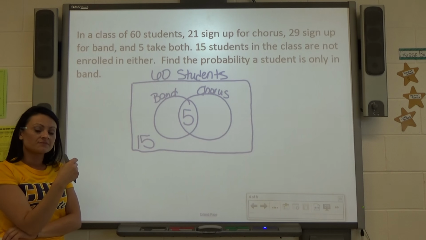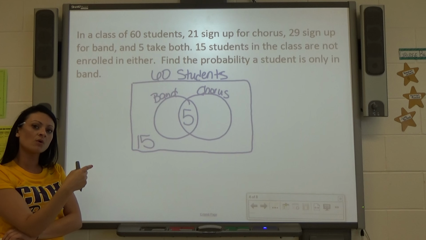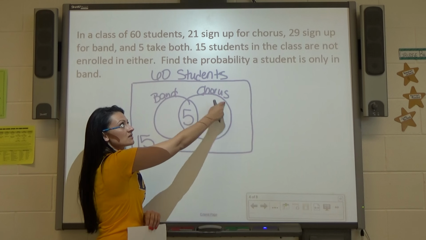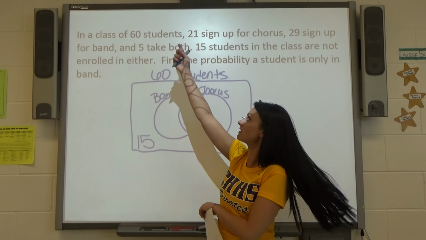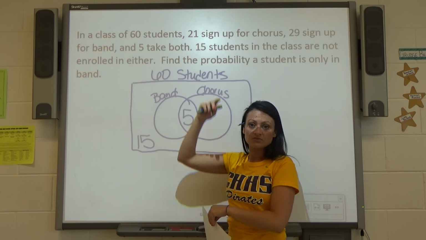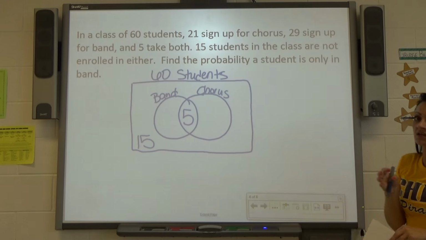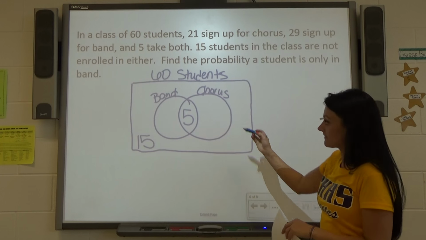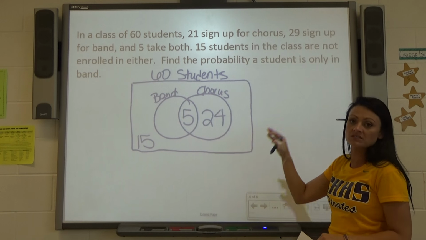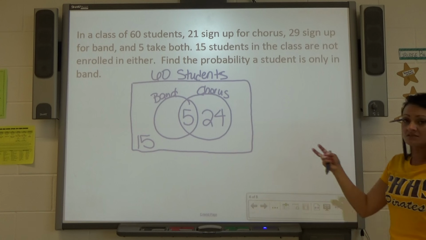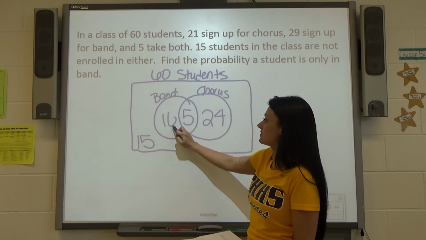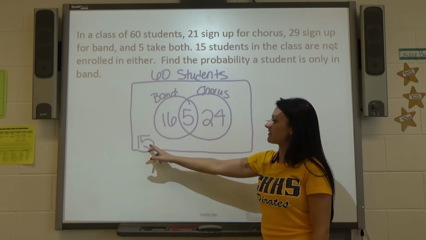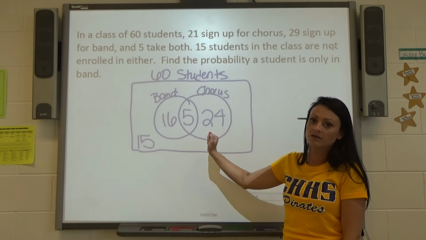Now the problem is, if 21 students have signed up for chorus, these 5 students are part of the chorus circle, and they're part of that 21. So in order for me to figure out how many of these students are just taking chorus, I need to subtract those 5 students, and that would tell me that there are 24 students that are only taking chorus. And similarly, I'm going to do the same thing with band, which would tell me there's 16 students that are only taking band.